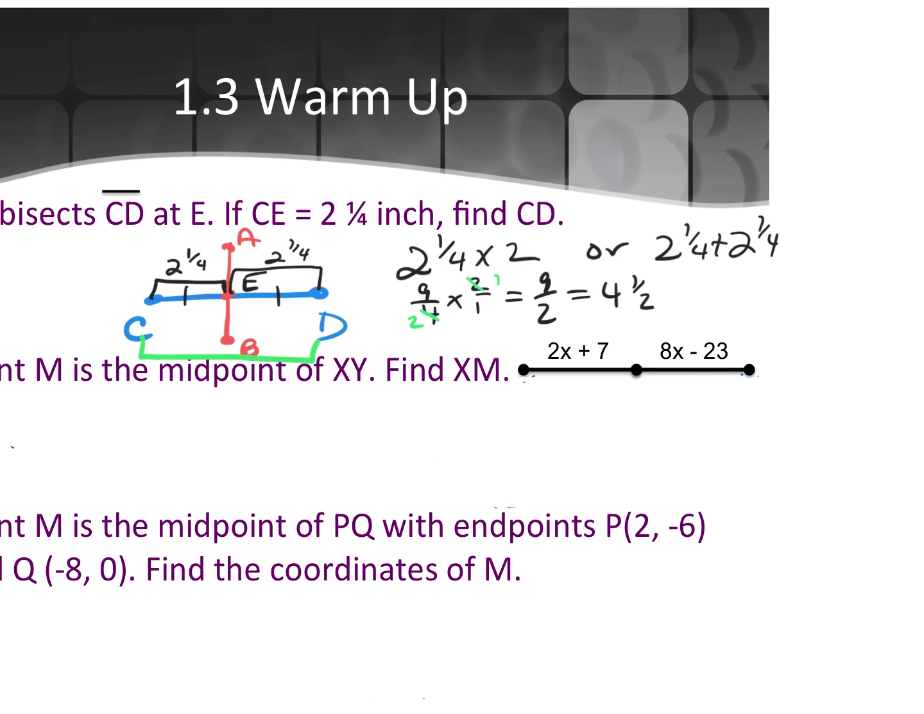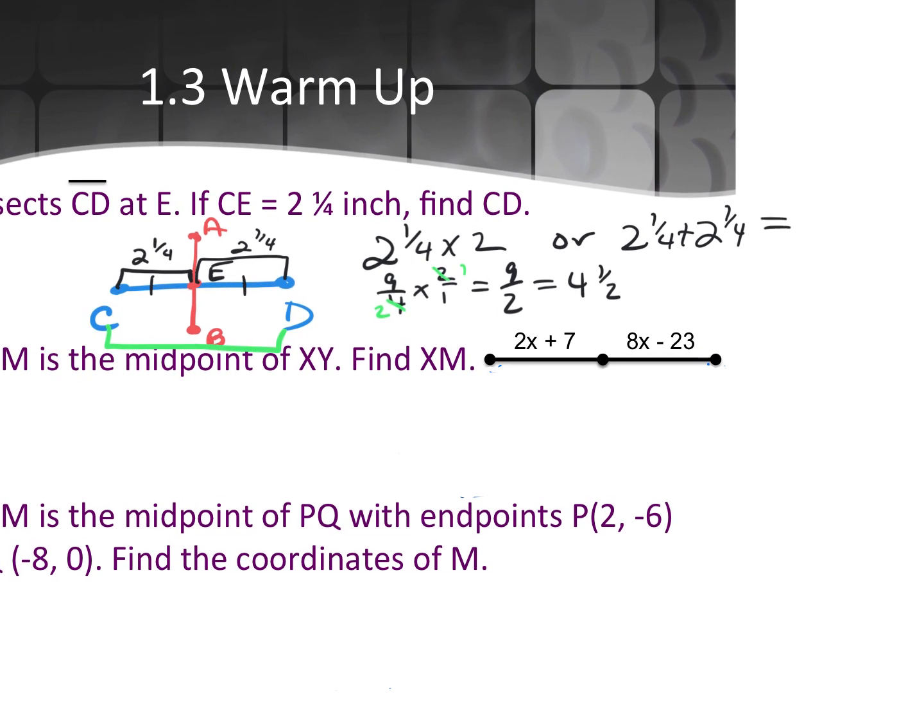Now, if you would have preferred to just add the fractions, you can add the two whole numbers, 2 plus 2, 4, and then 1 plus 1, 2 over 4, which simplifies to 4.5. So the length of CD is going to be 4.5 inches. So you could do it either way.